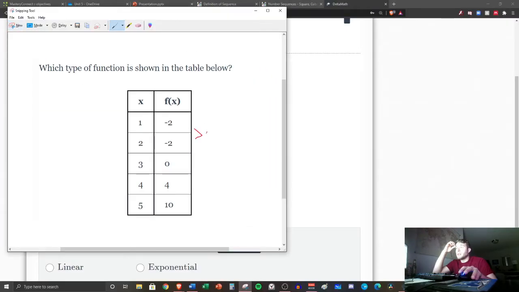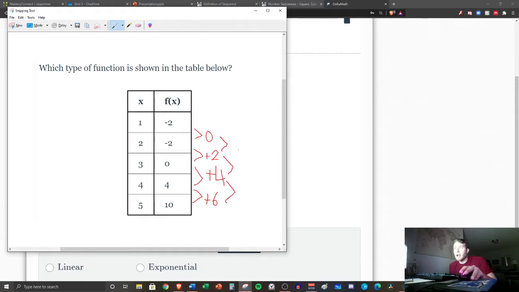So we get +0. We get +2. We get +4. And then we get +6. So this means it's not linear for sure. There's no constant rate of change. But this was one of our first chapters. Remember, we kept finding the differences in the table. So we're going to go again.